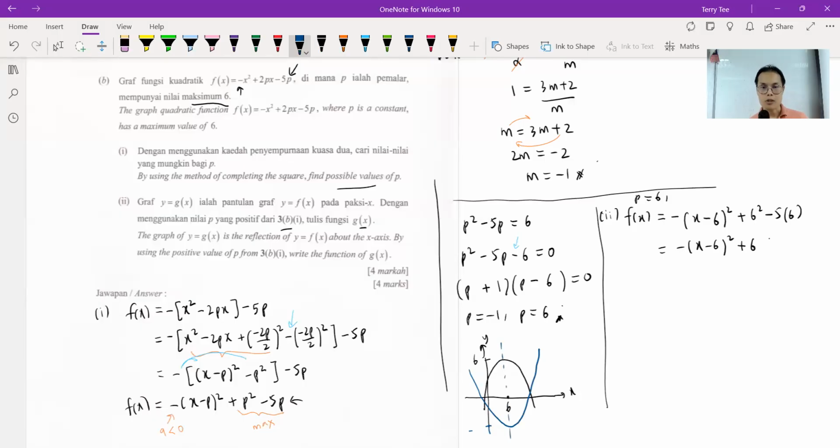But what has changed is 2 things. Number 1, you have a maximum value, now a minimum value. In order to have a minimum value, we cannot put a negative in front. It has to be positive. So we multiply positive, it becomes positive 1, don't need to write 1. And then instead of having a vertex at 6, the vertex is now at negative 6. Your minimum value is at negative 6. So the function of gx is now this, bracket x minus 6 square minus 6.